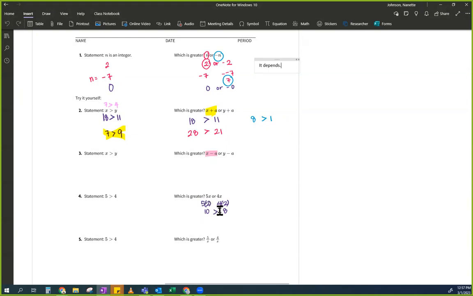Then you tried 0. So you went 5 times 0, 4 times 0, and you got 0, 0. 0 is not greater than 0. When we say, is 0 greater than 0? You students will usually say, no, it's equal to 0. Just answer the question. Is 0 greater than 0? The answer is no.